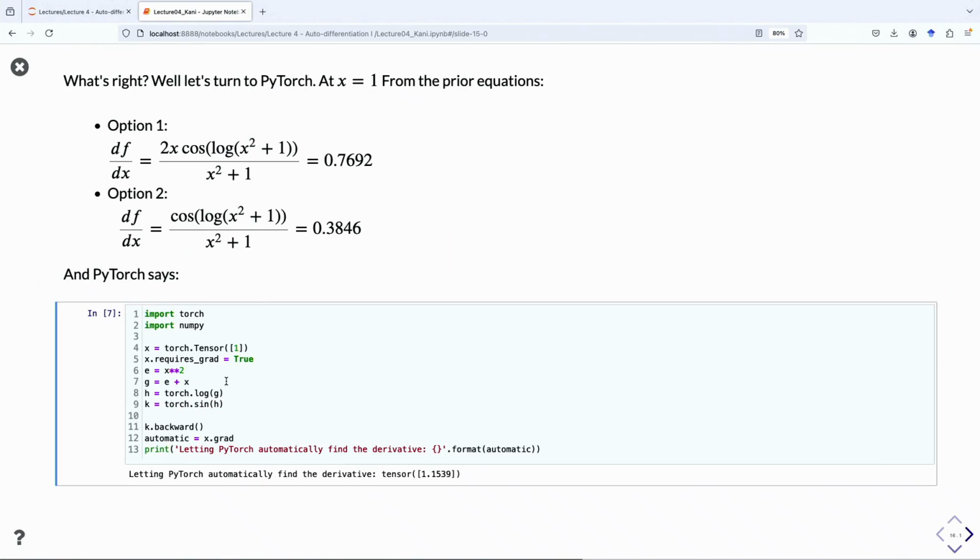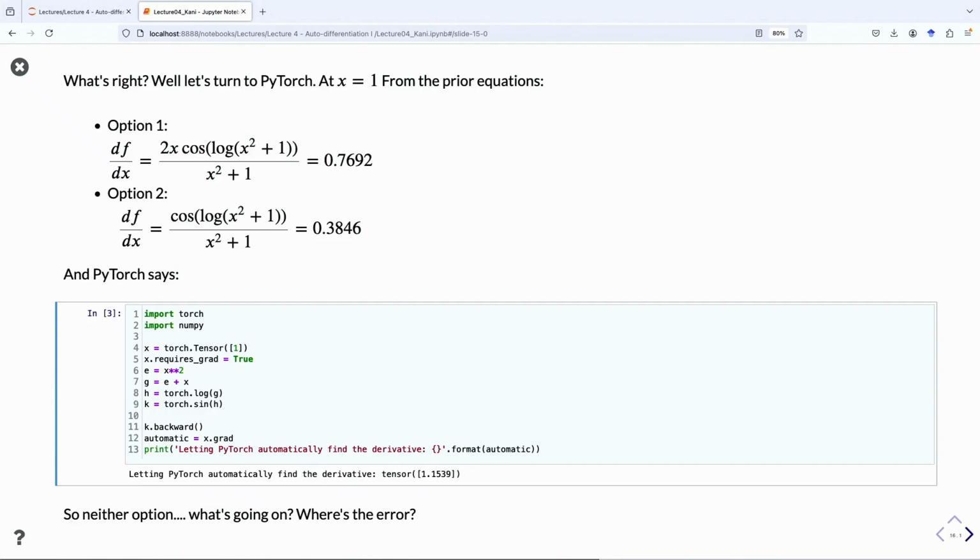And PyTorch says if we do all of this, if we change g and then calculate the gradient again, we get 1.1539. So it turns out we're wrong. Turns out we're wrong. Huh. So what happened? Where did I go wrong? What am I not seeing?